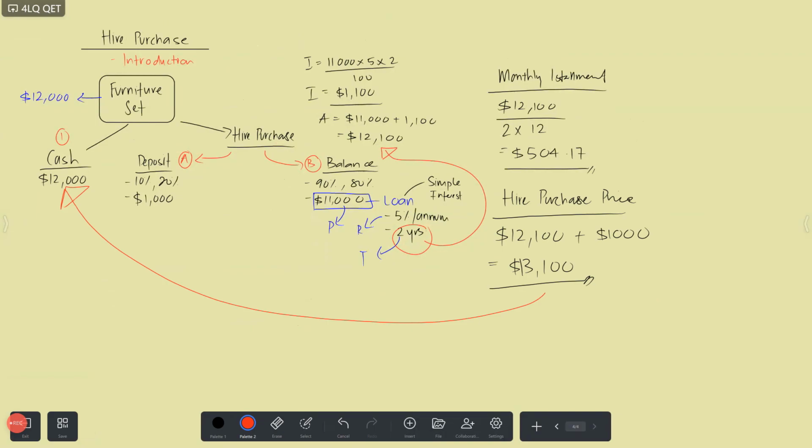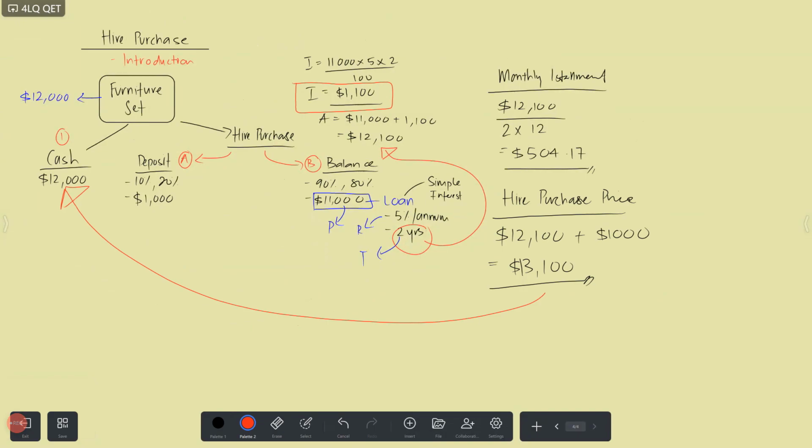Comparing 13,100 with 12,000, the extra is 13,100 minus 12,000 equals 1,100, and that 1,100 goes back to the interest here. So everything makes sense from this view. What else do you need to know? You can find out the percentage increase in the price. The increment is 1,100. You divide by the actual amount, 12,000, times 100%.